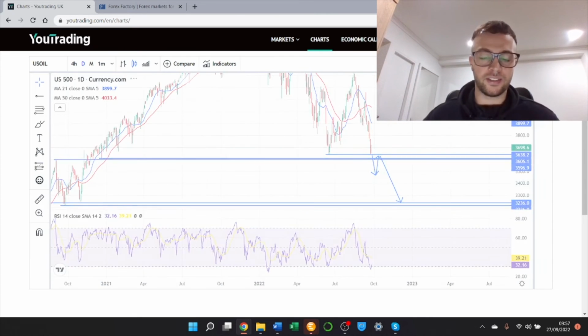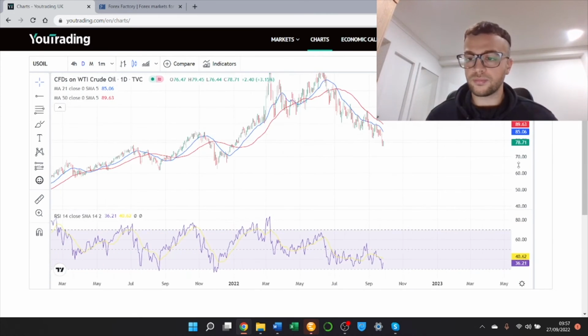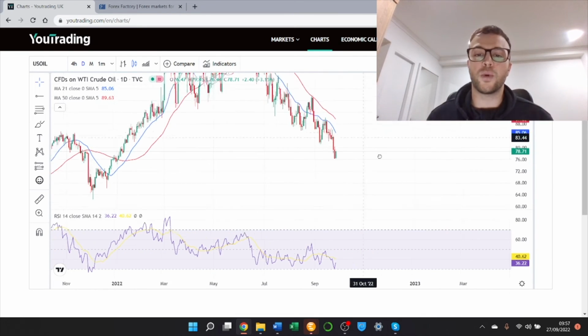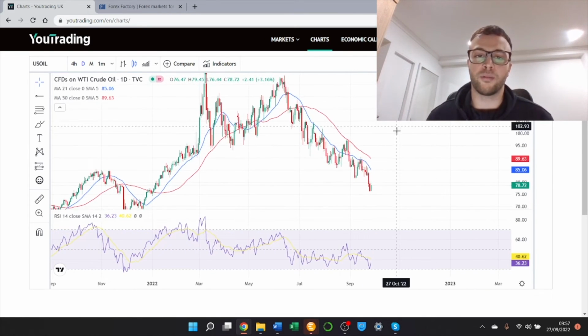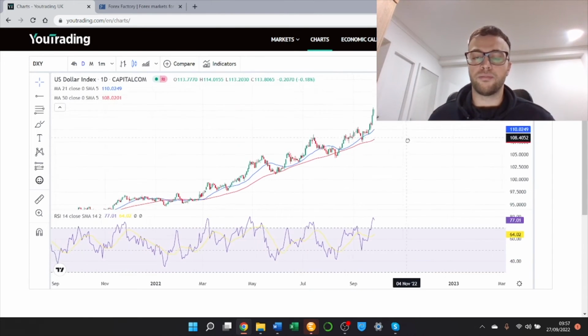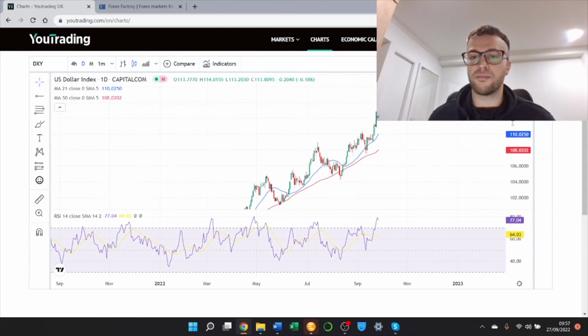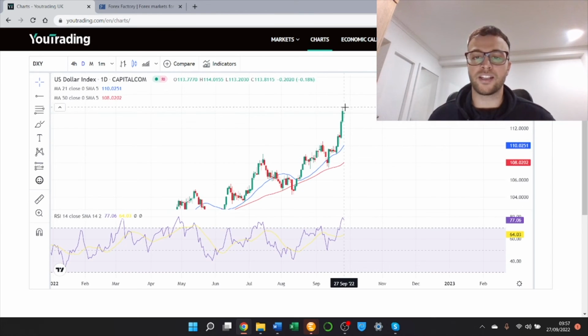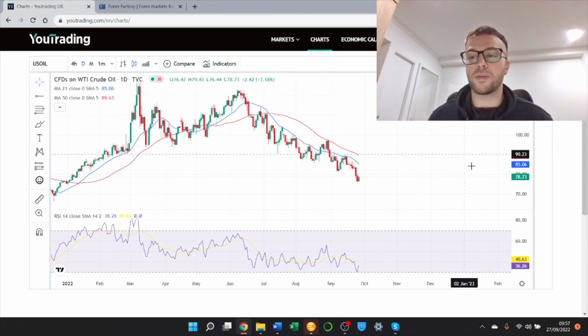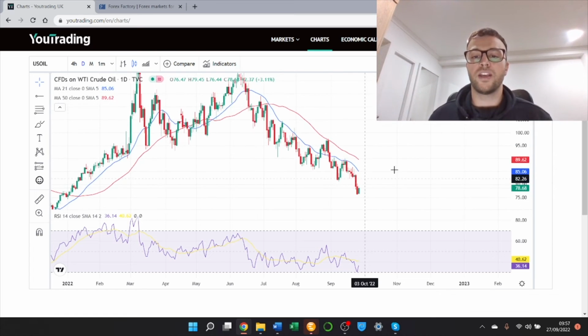Final asset class we'll look at: oil. Seeing a modest recovery today as the US dollar sees a minor pullback. Let me just show you the Dixie. Here it is, a minor pullback. It's barely even in the red on the day, but it's just come back off those highs, which is helping the dollar, which is helping oil, which has been hit by the stronger dollar.